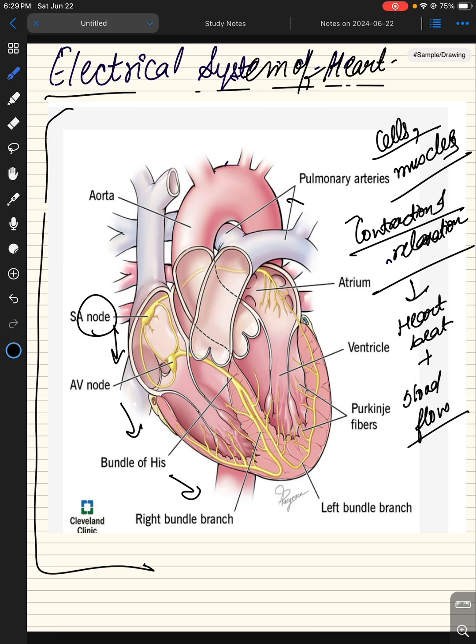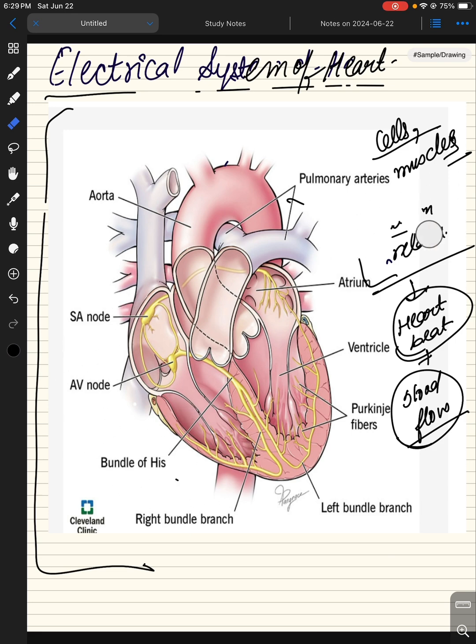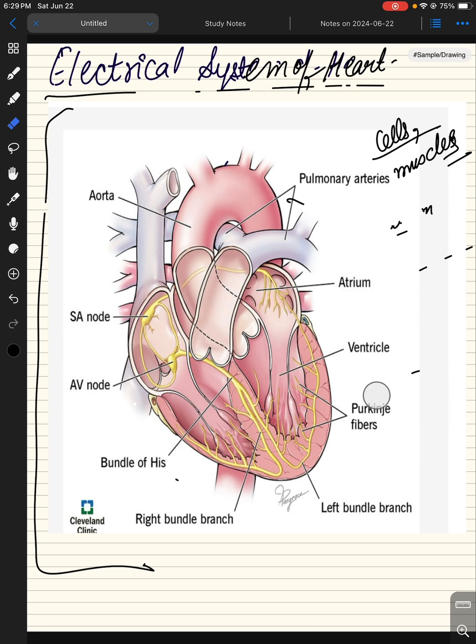Okay, if this system does not work properly, when the signals travel through, if the signals do not travel properly or do not function properly, then your heartbeat can be abnormal. Your body will not have the proper distribution of the blood. So I hope that's pretty straightforward. So let's get started with the flow chart of how the electricity travels.